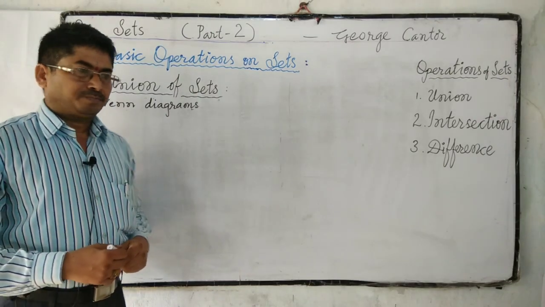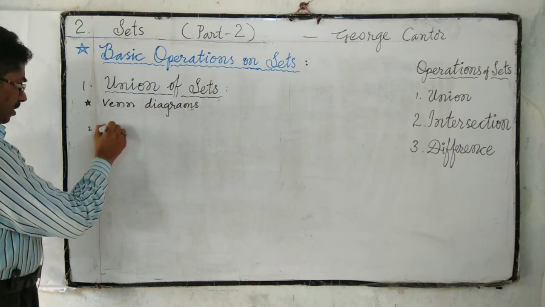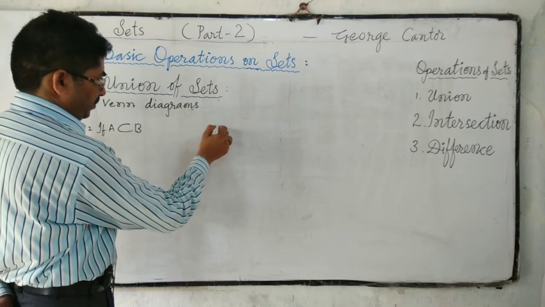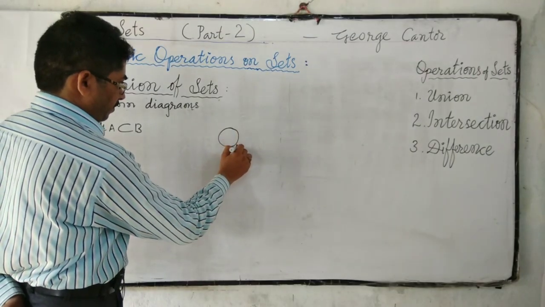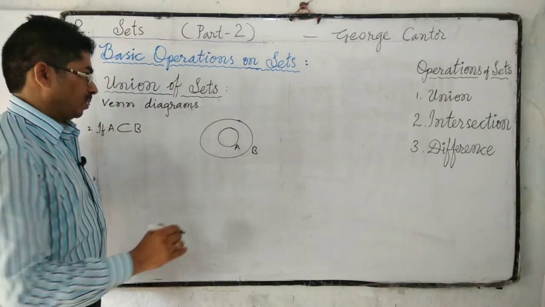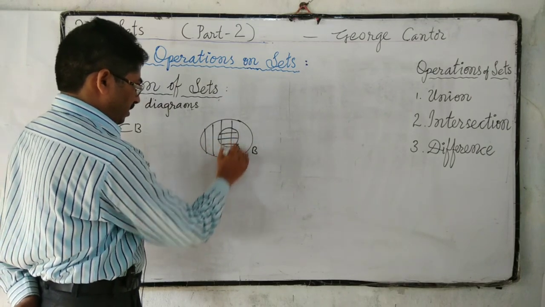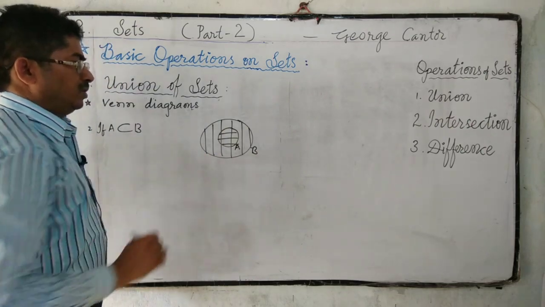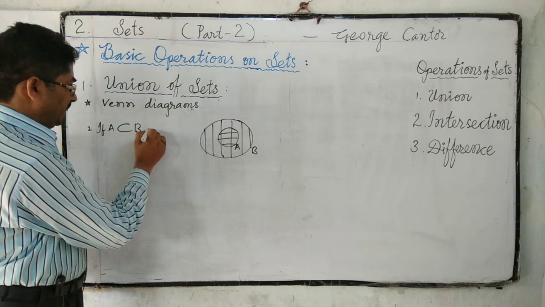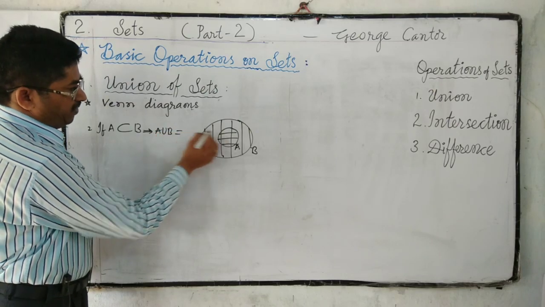On Venn diagrams, if A subset B means A is in B, then A horizontally, B vertically. So the total shaded region is equal to, if A subset B, then A union B is equal to, we understood, B.